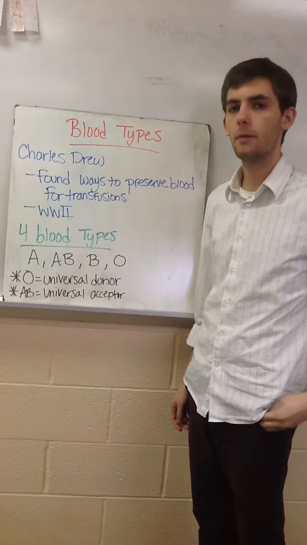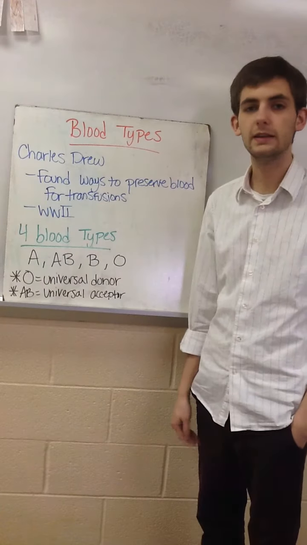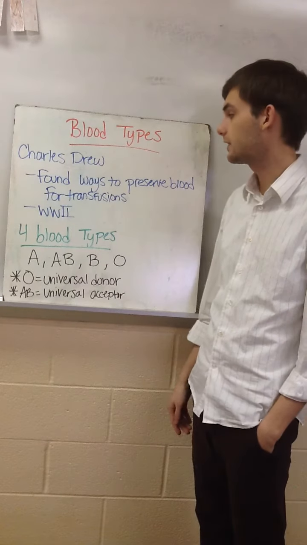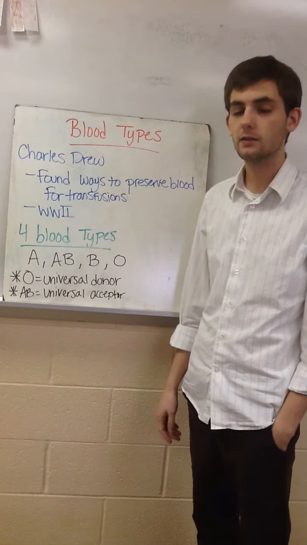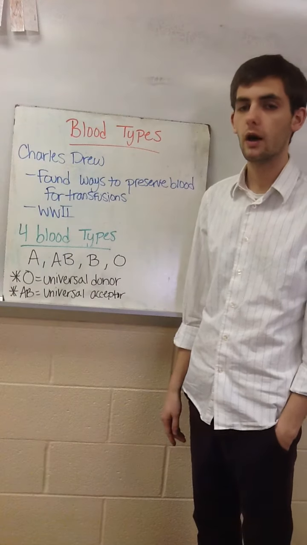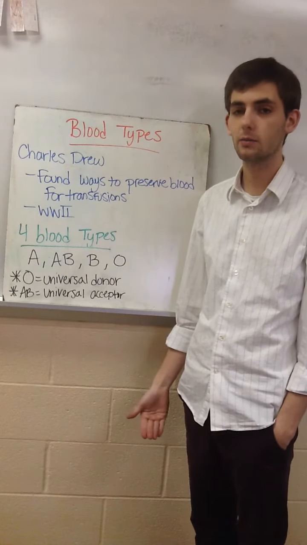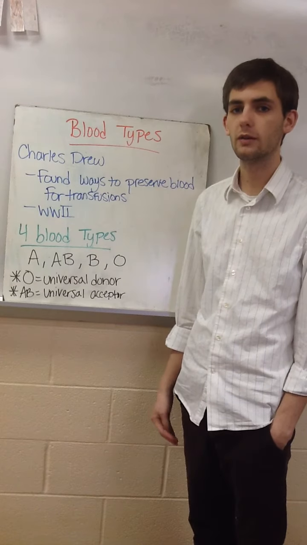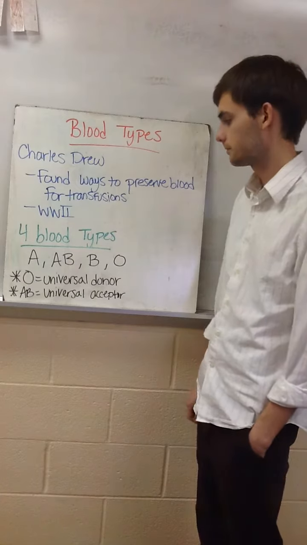Much of what we know about blood types comes from a scientist, Charles Drew, and he's most credited with finding different ways to preserve blood for transfusions. And so as a result, during this time, which was around World War II, we could save many lives because we now had a way to bring blood onto the battlefield and provide transfusions for soldiers.